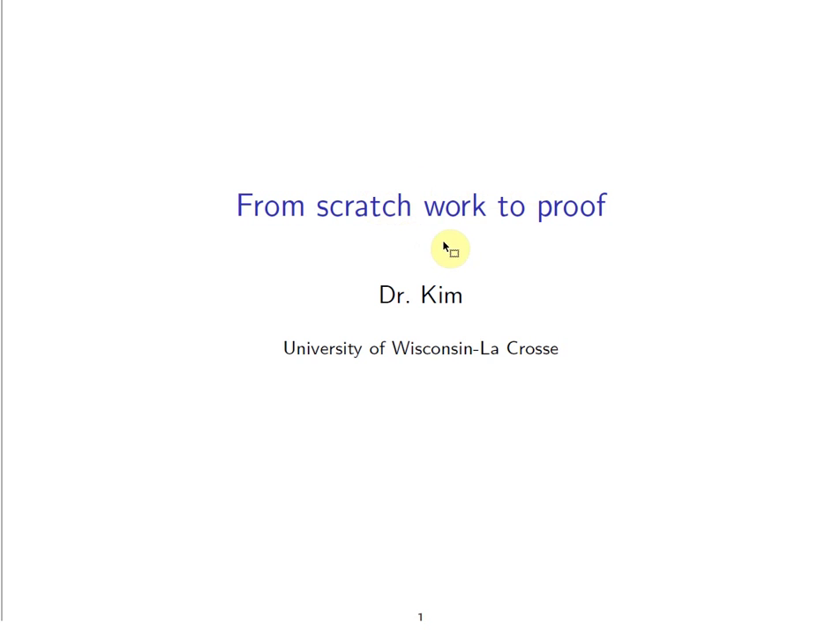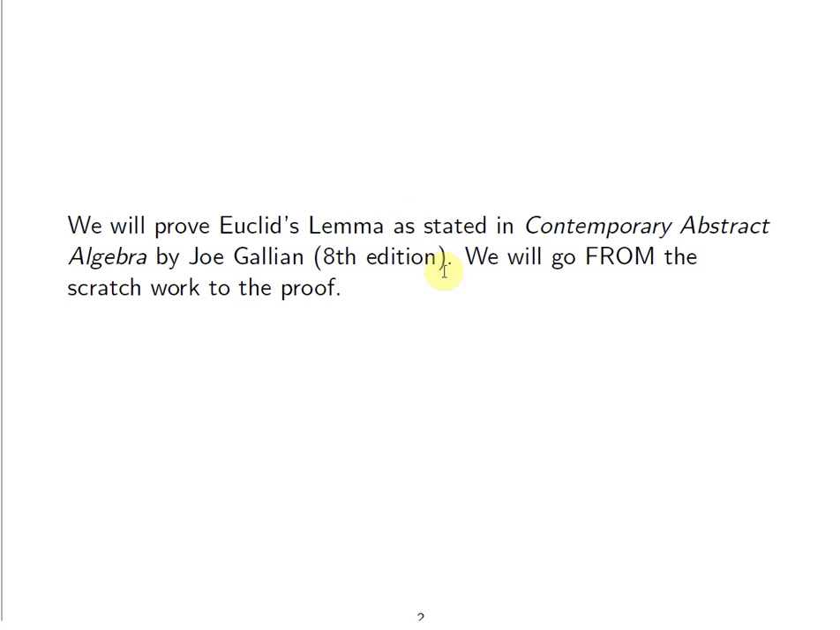The process of coming up with a proof, really the scratch work, and the proof itself, the write-up, end up looking very different from each other. So I wanted to go through an example which is found inside Joe Gallian's textbook, Contemporary Abstract Algebra.